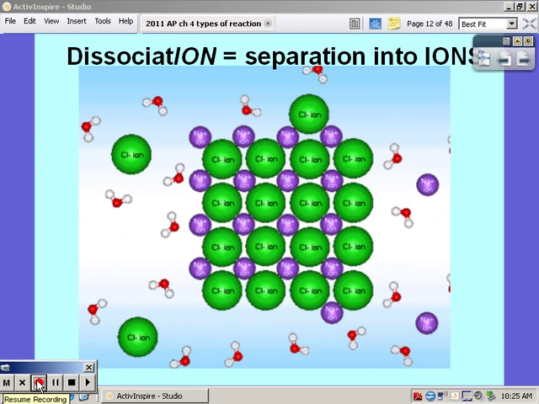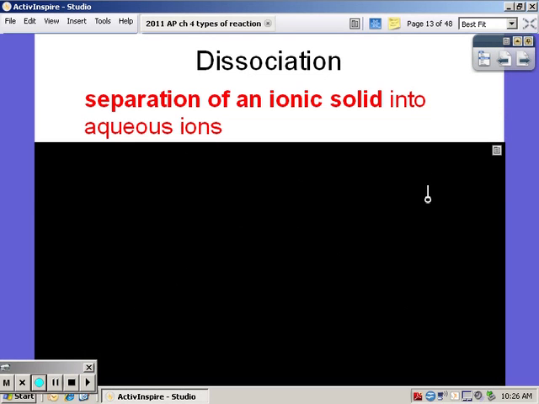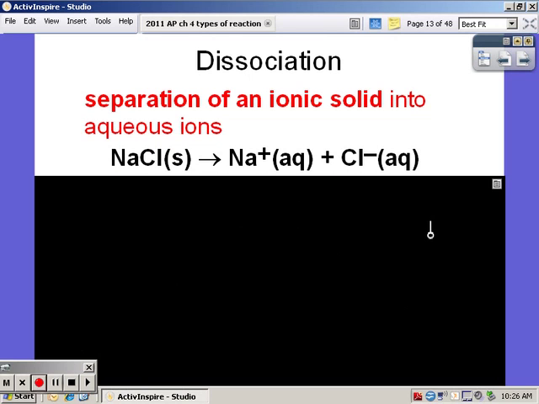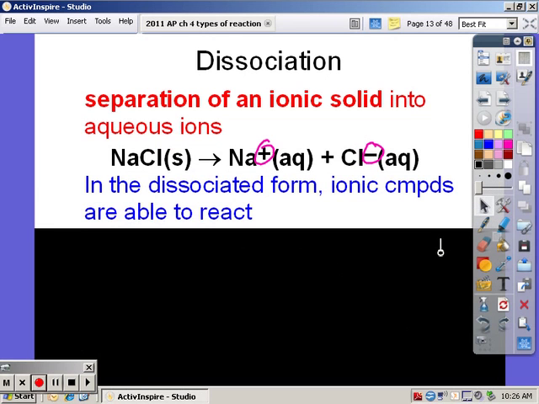Dissociation is the separation into ions. So here we have sodium chloride dissociating in water, and we have sodium ions and chloride ions. If we were to write the dissociation equation for sodium chloride, it would look like that. You have your solid, and it breaks up into sodium and chloride ions.